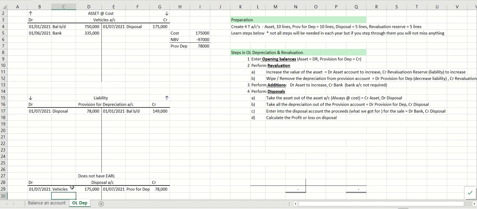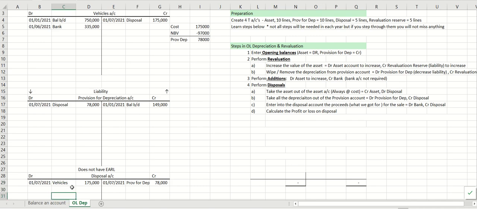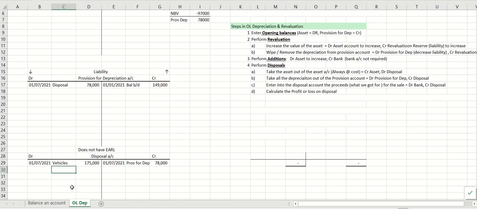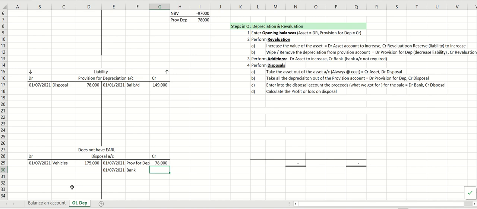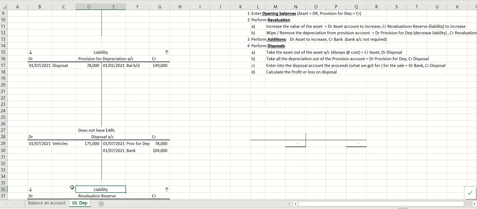Okay, so that would have gone. My double entry for that would have been a debit in my bank account, making my asset go up because the money went into my bank account, and it's going to be a credit in here. Okay, and we got, as the question says, 104,000. So what we got for it when we sold it.